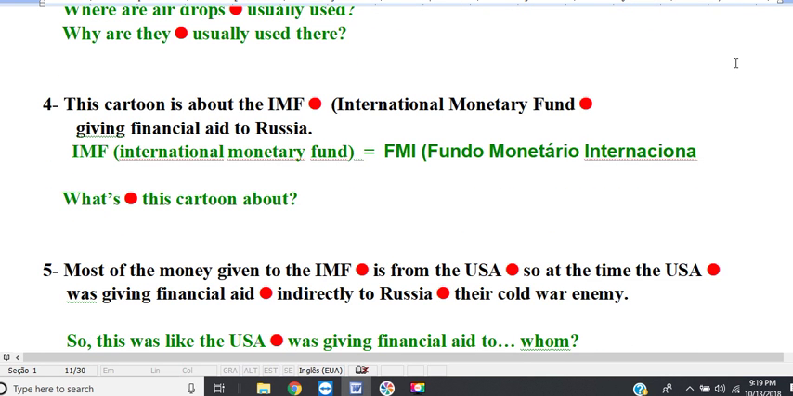Line 4. This cartoon is about the IMF, International Monetary Fund, giving financial aid to Russia. Question, what is this cartoon about? Well, this cartoon is about the IMF, International Monetary Fund, giving financial aid to Russia.